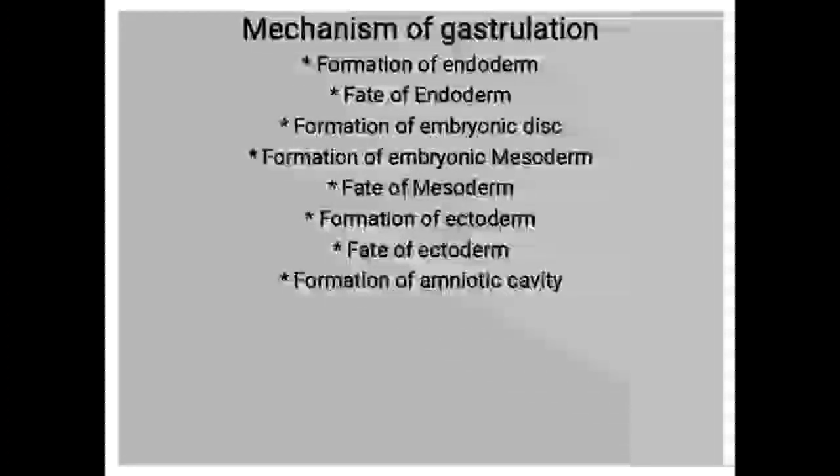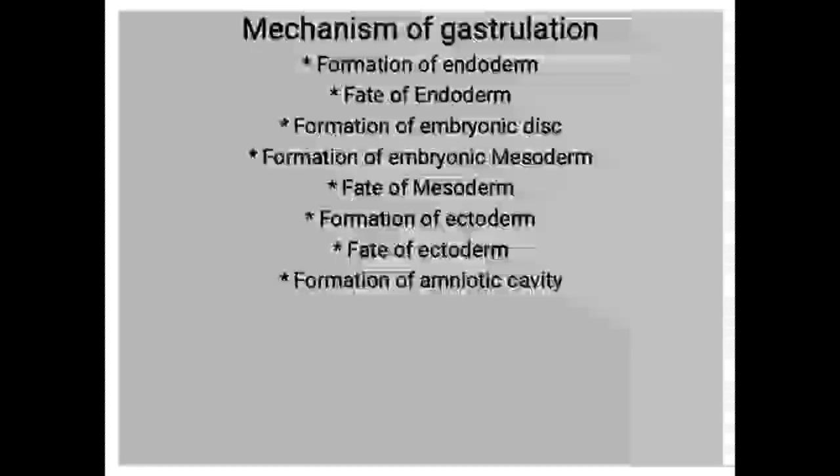Formation of embryonic mesoderm. The formation of mesoderm starts at the caudal region of the embryonic disc, where cells undergo rapid proliferation and form a localized thickening of the embryonic disc. The proliferated cells later get detached from the embryonic disc and form the mesodermal layer between ectoderm and endoderm.